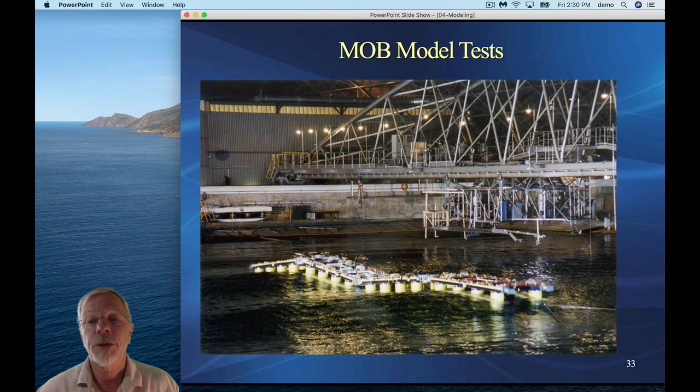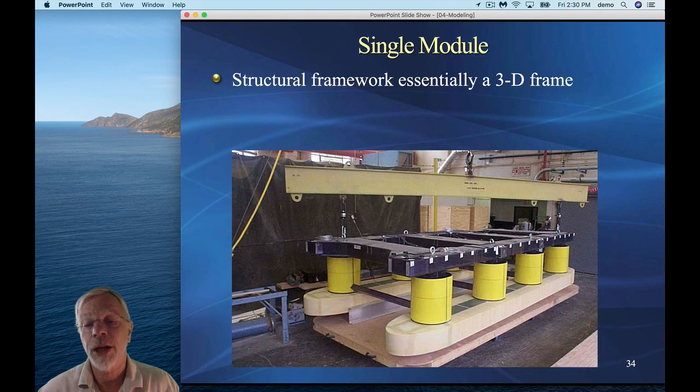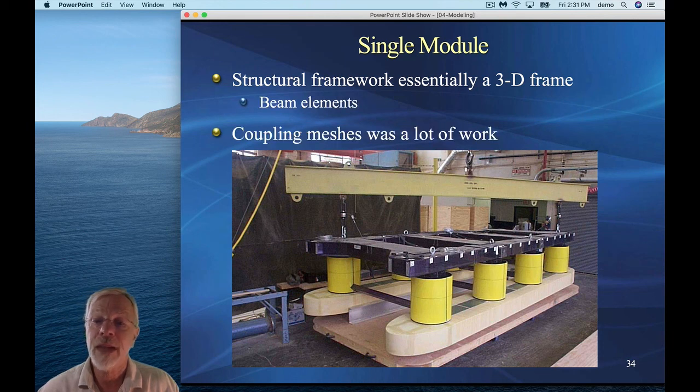This shows the U.S. Navy MOBE model tests. I also mentioned these in the very early video in this series. And this shows the model of one module in those wave tank tests. Now the structural framework was essentially a 3D frame. You can't really see it so well here, but if we look at the pontoon, basically there was just a beam inside this outer shell that formed the hydrodynamic framework. So for the structural model, we used beam elements, and then we had to couple these meshes.